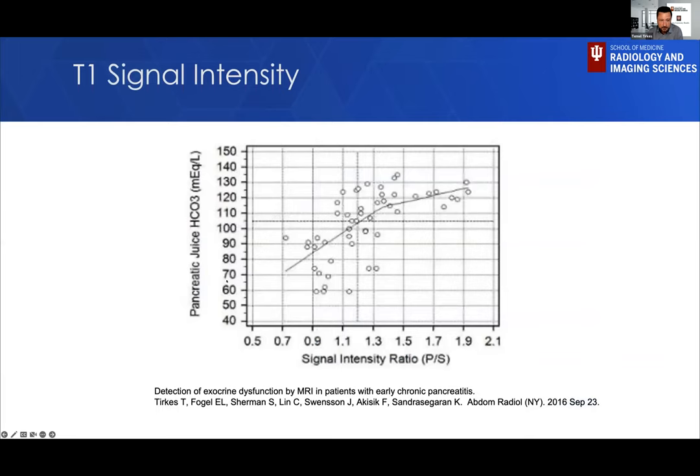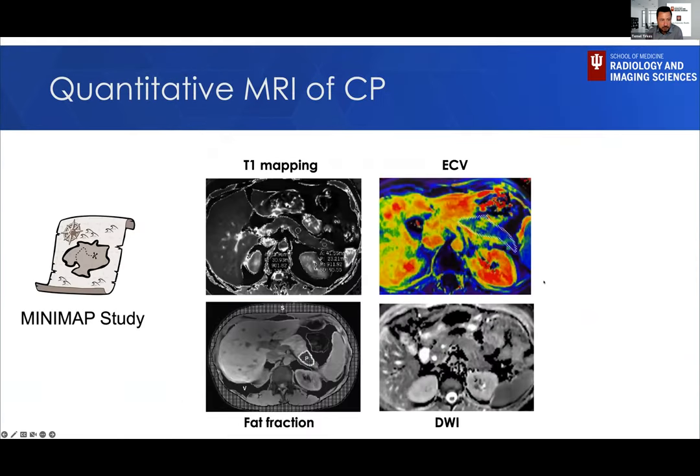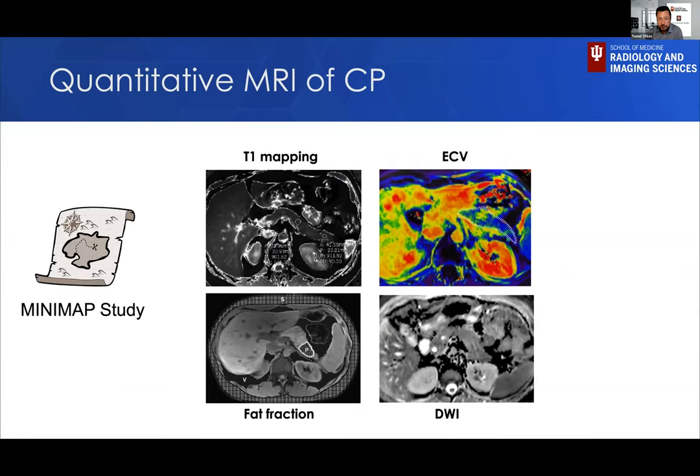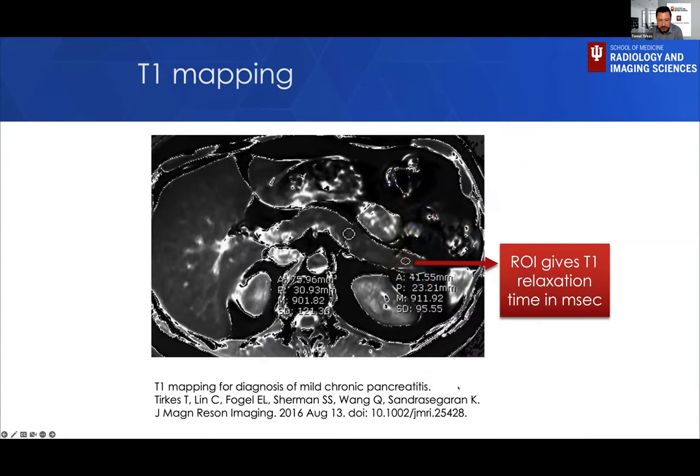In another paper, we showed that the T1 signal intensity ratio correlates with the bicarbonate level within the pancreatic juice as well. So it also gives information about the exocrine dysfunction. There's also quantitative MRI of chronic pancreatitis. These are mainly T1 mapping, ECV, fat fraction, and diffusion-weighted images.